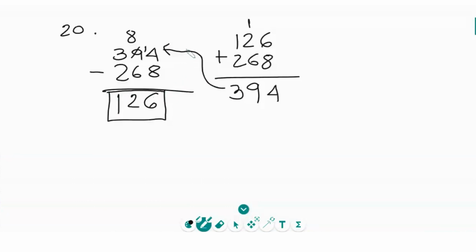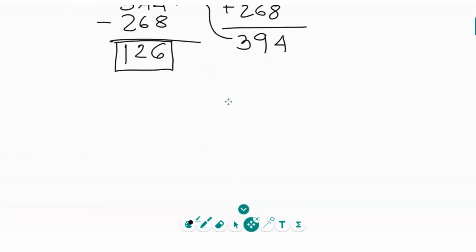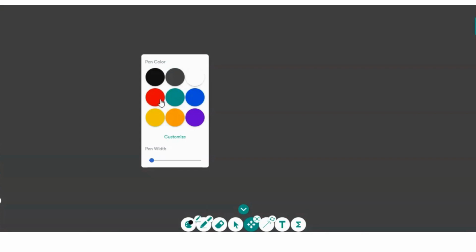So that ends the triple digit subtraction. Now we're going to move on to 4-digit subtraction. So that will be letter C, 4-digit subtraction.